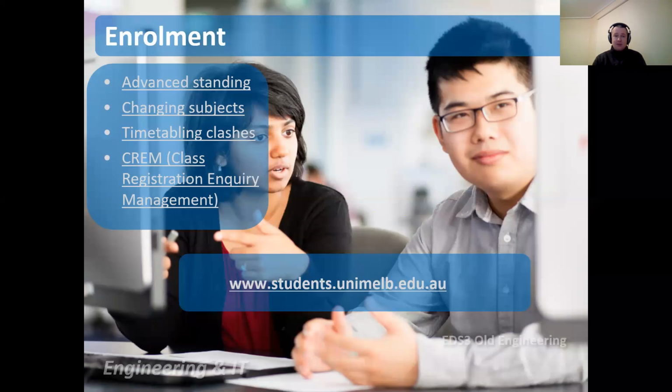To finalize your enrollment, you go to this web resource, students.unimelb.edu.au, and you'll find all the information there that relates to advanced standing applications. You can apply and be granted advanced standing for your previous studies. Let's say you took a subject which is very similar to the one offered in our course. You can apply and get approved for credit points for those previous studies. Submit an application and it will be assessed by the team. About changing subjects, timetable clashes, all the things that are concerned with enrollment, you can find on this web link.